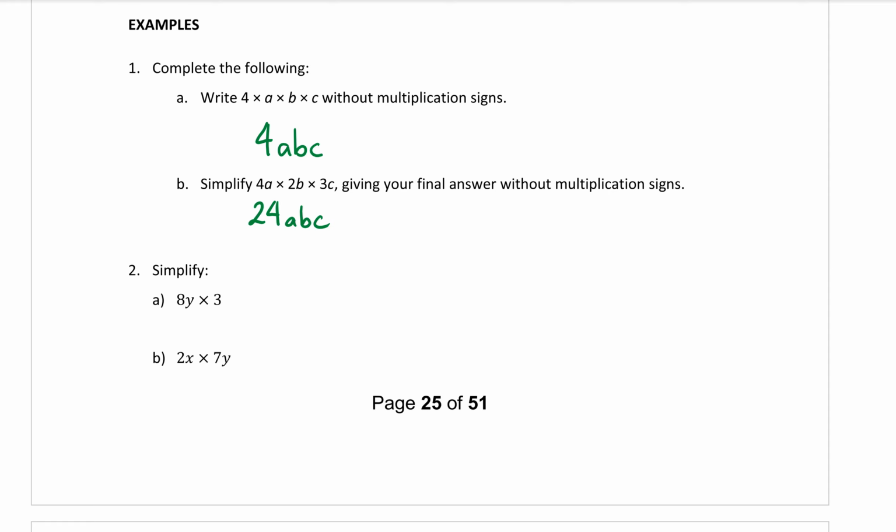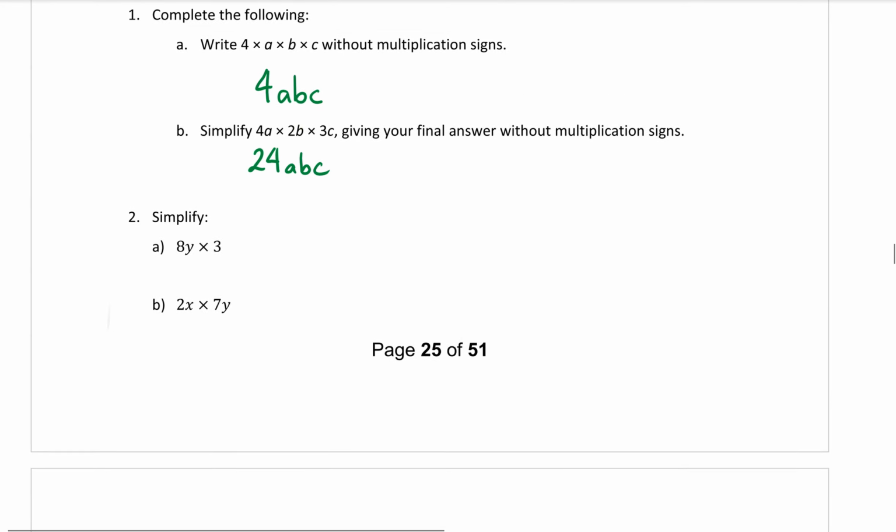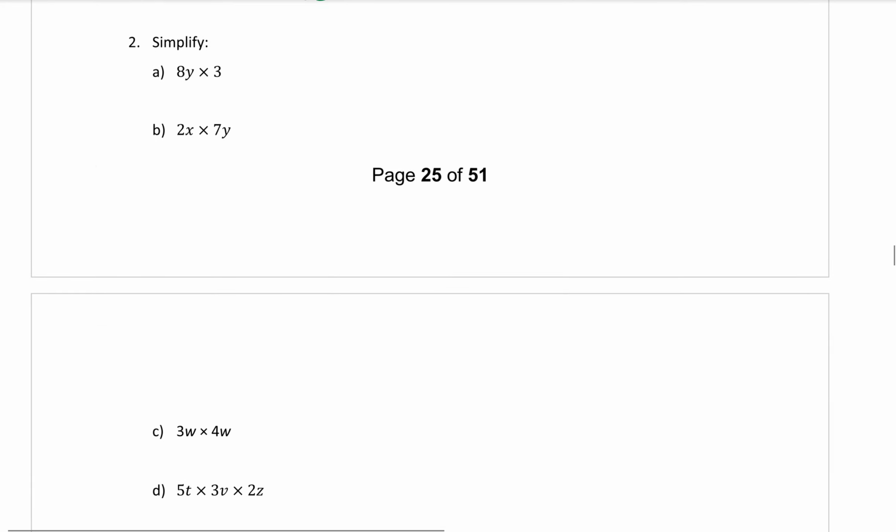Okay, so that's basically the gist of what we're going to be doing with all the rest of these examples here as well. So question 2 says, simplify each of these. So just remember, multiply any numbers and the letters collect up afterwards in alphabetical order. So for the first one, A, we go 8y times 3. 8 times 3 is 24. And the letters collect up afterwards, only one letter, so Y.